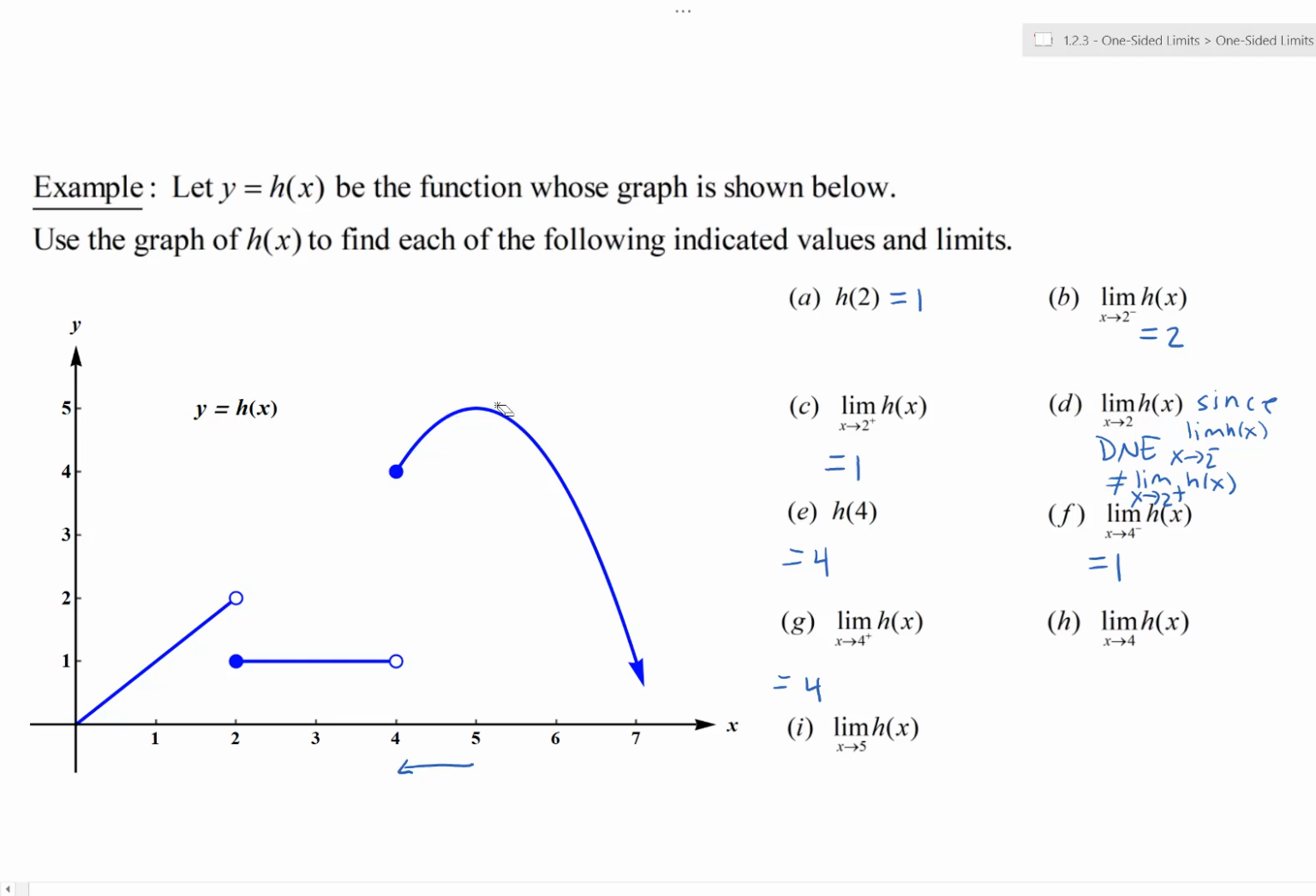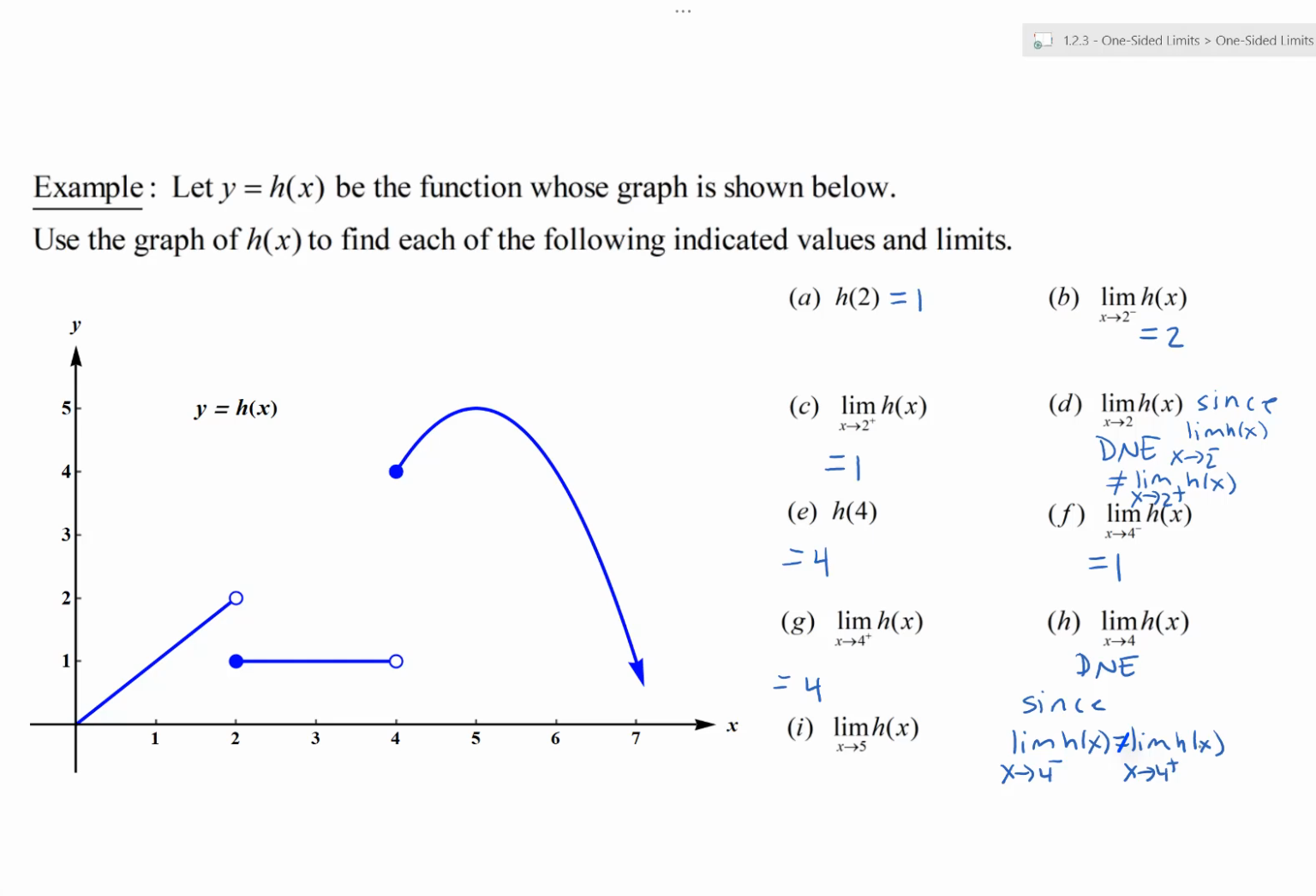And again, we see these two one-sided limits don't match up, and hence limit as x goes to 4 of h of x does not exist. And why is that? Well, that's since the limit as x goes to 4 from the left of h of x does not match up with the limit as x goes to 4 from the right of h of x. Right, 1 and 4 are not the same number, so that limit doesn't exist.